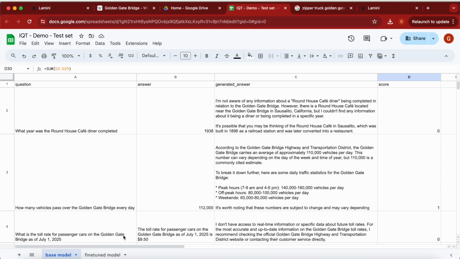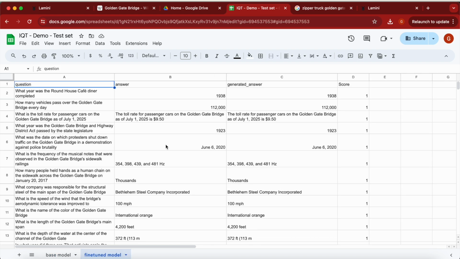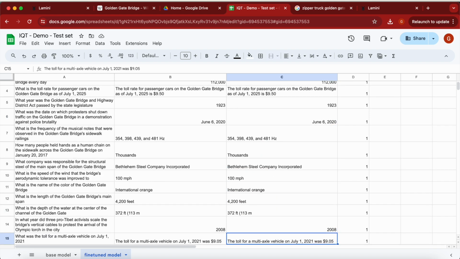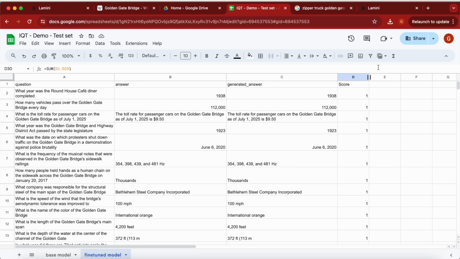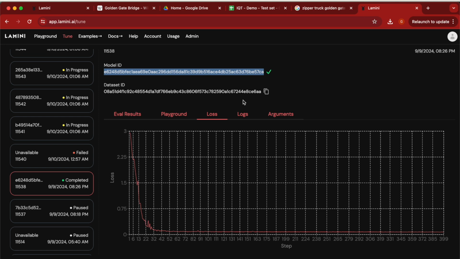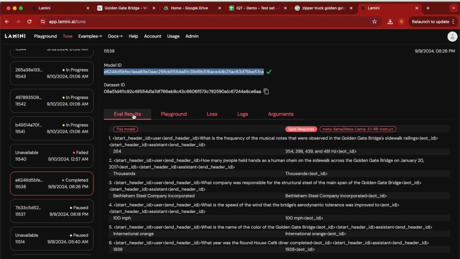So let's go look at the results. It turns out I've already loaded in the results, so let's see what they look like. Okay. What year was the Roundhouse Cafe completed? 1938. Well, now the model gets it right. Exactly. And look at that across all of these different things. We also want to make sure that this is still a reasonably good model. Like, what if I ask it something a little bit different?